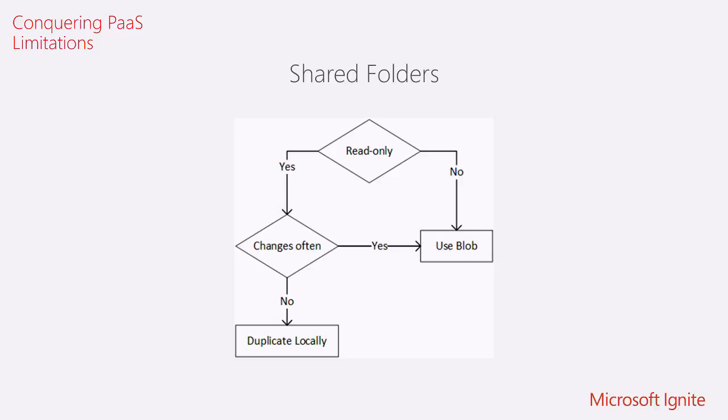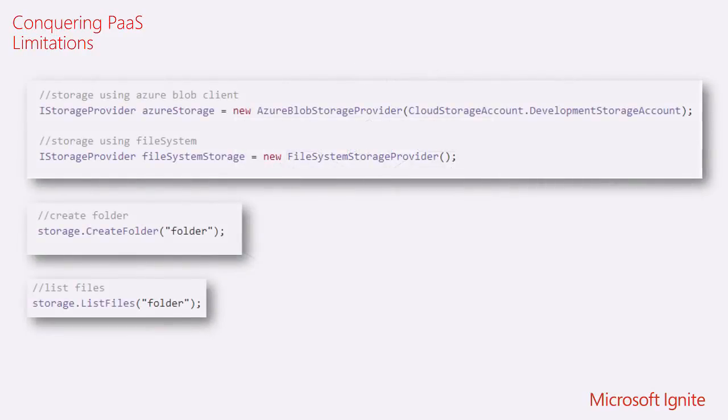If it's not changing often, and think of it as an email template that you use for the web application to send emails, you can duplicate, right? It's not a huge issue. I'm not advising for this, but I'm saying that at some point you have to be pragmatic and just duplicate some of the files. Otherwise, if it's not read-only, of course, you have to use blob storage.